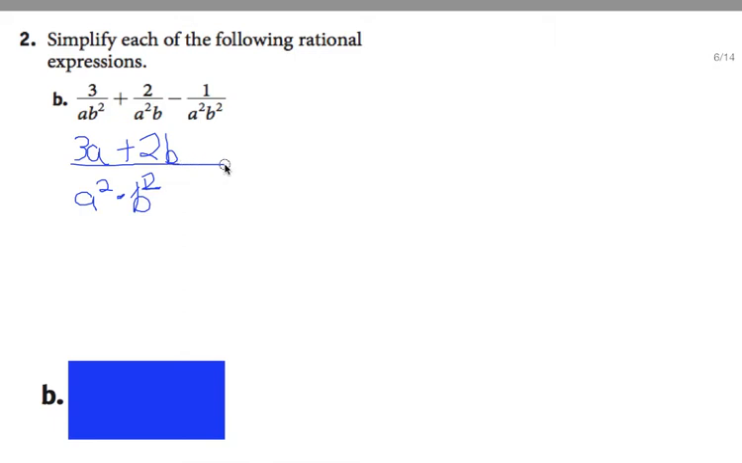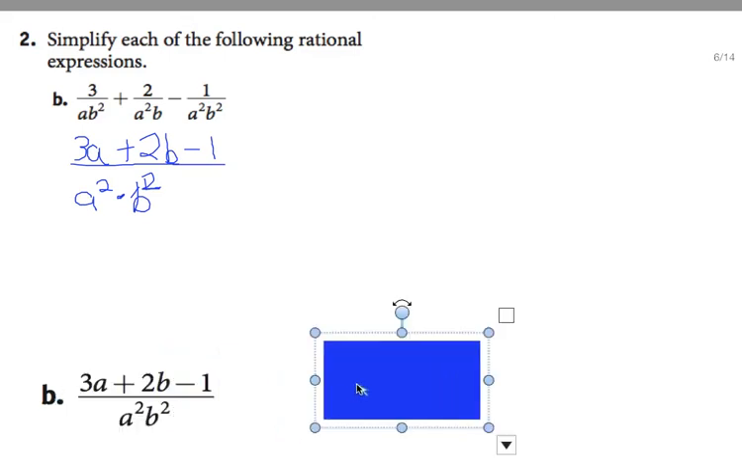And then my last fraction, I have a squared and I have b squared, so I don't have to multiply anything there, and we're just left with minus 1 on the bottom. Now, some of you might try to factor more out here or combine like terms. There's nothing you can combine. So your answer is just going to be this. Okay? You can't simplify it any further.